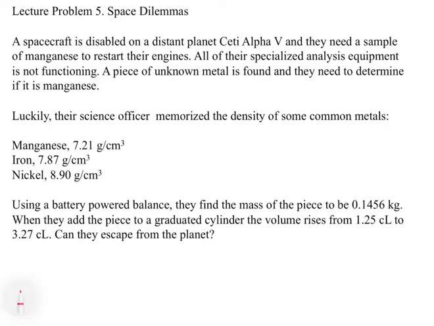All right, so luckily their science officer memorized the density of some common metals. So we give you some densities here. It says, using a battery-powered balance, they find the mass of the piece to be 0.1456 kilograms. When they add the piece to a graduated cylinder, the volume rises from 1.25 centiliters to 3.27 centiliters. Can they escape from the planet?